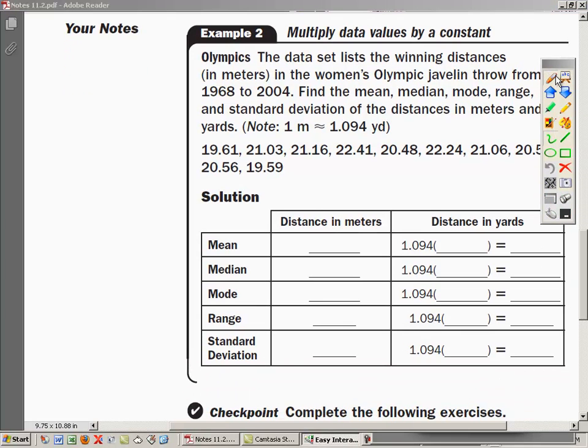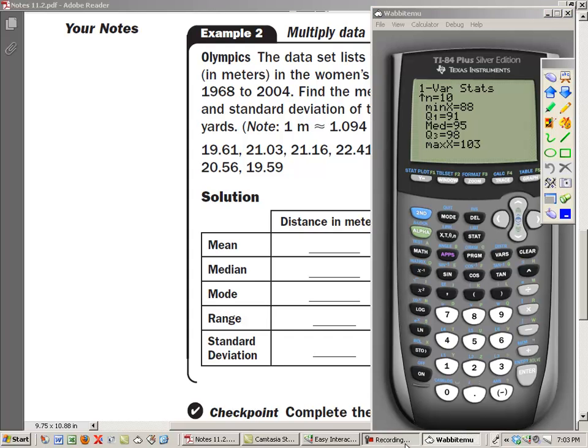Okay, so the data set lists the winning distances in meters of the women's Olympic javelin throw from 1968 to 2004. Find the mean, median, mode, range, and standard deviation of these distances in meters and in yards. Okay, so the first thing is we have all of this set of data, and so we're going to go ahead and take just a second and type that into our graphing calculator. So I went ahead and typed those data values in for you, and these are the data values that you're looking for. And again, you can pause your video and type yours in as well.